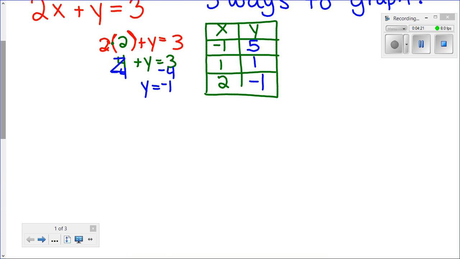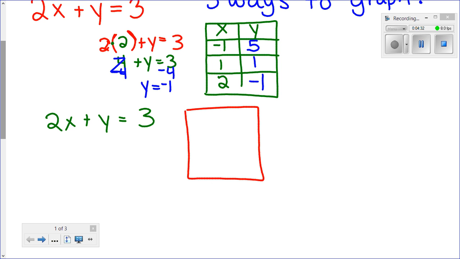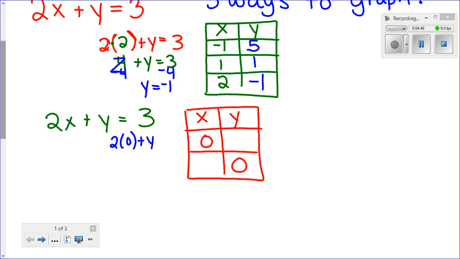Now the second option that we have for this equation, 2x plus y equals 3, and graphing it, is to set up the x and y intercepts. So we are going to see when x equals 0 what y is, and when y equals 0 what x is. So in this problem, 2 times 0 plus y equals 3. When we multiply 2 times 0, we get 0 plus y equals 3. And obviously 0 plus y means just y, so y is equal to 3. So when x is 0, y is 3.